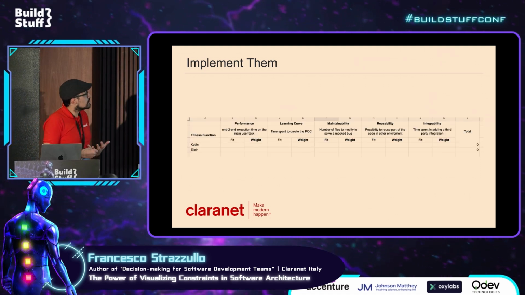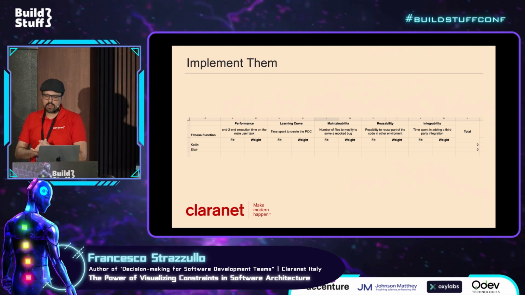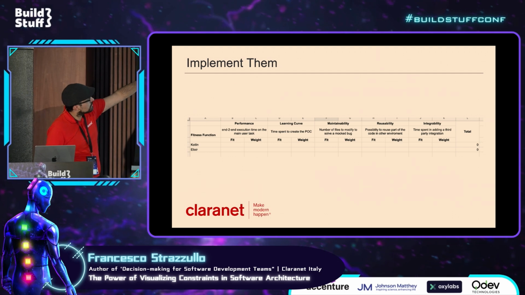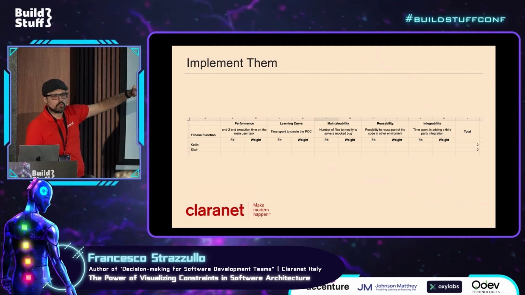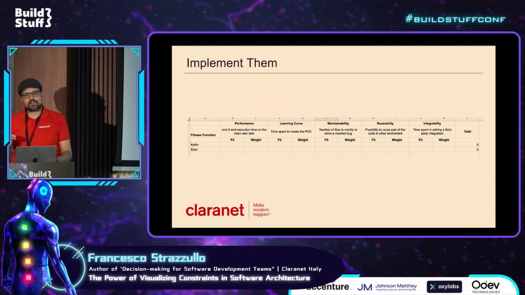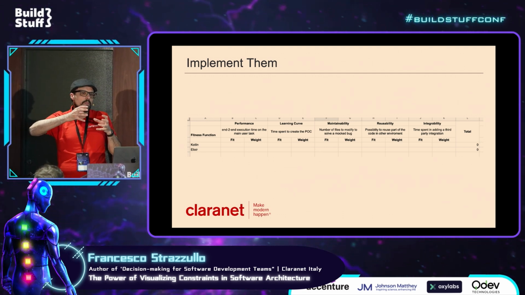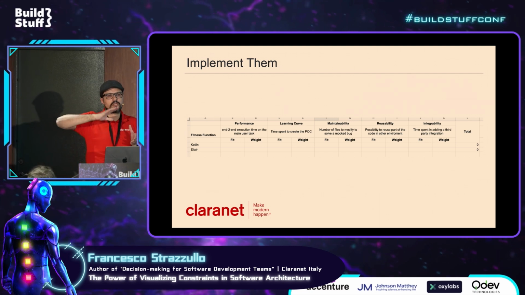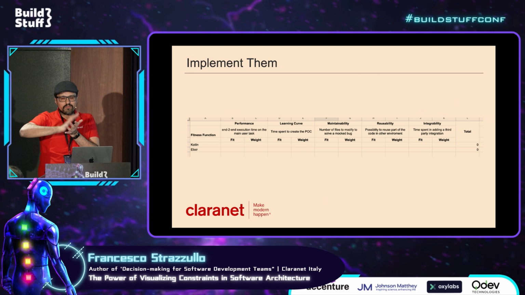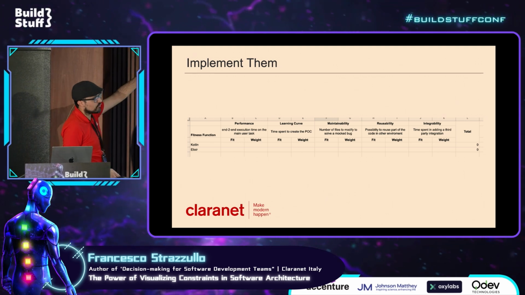I usually use this simple Excel file. It's quite easy. I put the 5 non-functional requirements on top. I define a fitness function. A fitness function is a way to calculate how my software architecture is arriving to the fit with my objective, okay? So for example, performances.